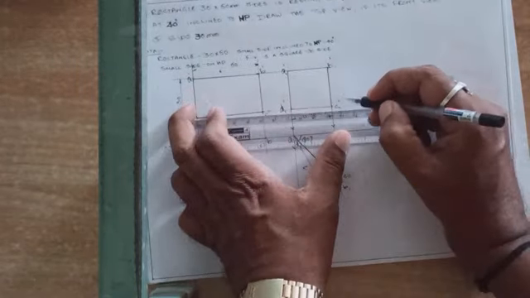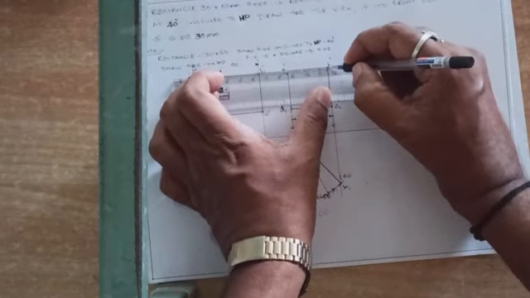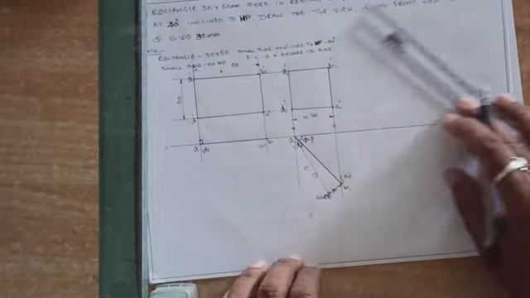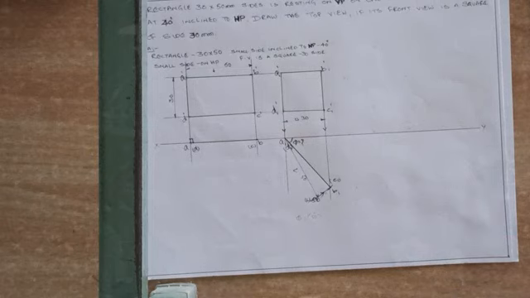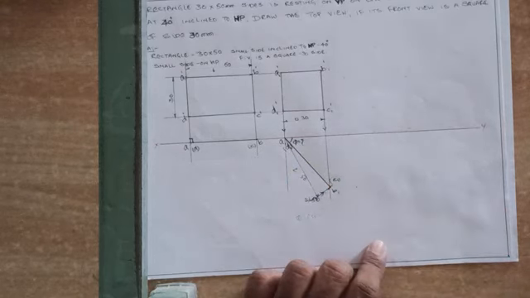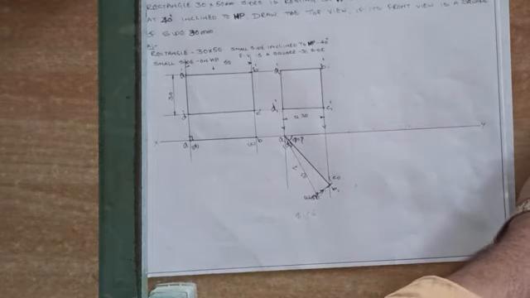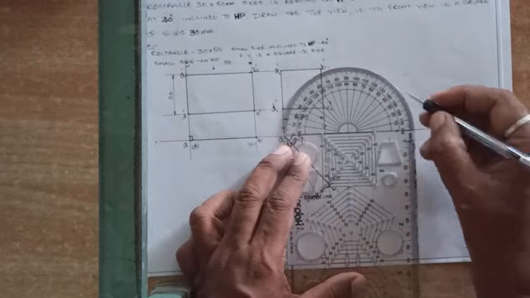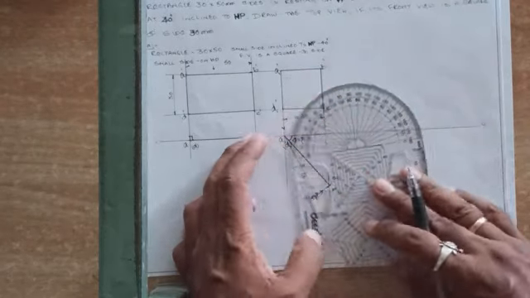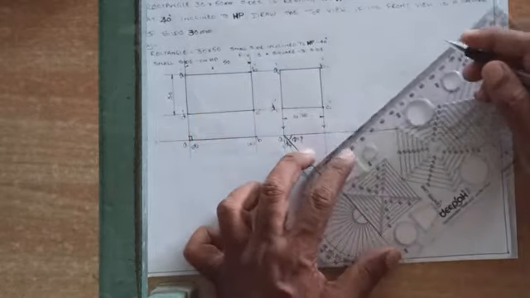Now again, what is given? The shorter side, which is resting on HP, is inclined at 40 degrees to VP. Now HP means you will be getting the inclination in the VP. At a convenient distance, take a point and using a protractor, draw an inclined line at an angle of 40 degrees to rotate the front view. So now you have taken the angle.